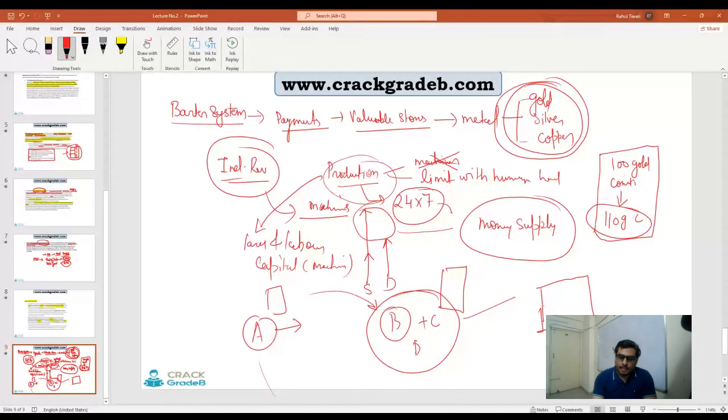So they formed a bank. You know why it is called a bank? Why is the term bank used? It's coming from a different thing. It's coming from geography, right?